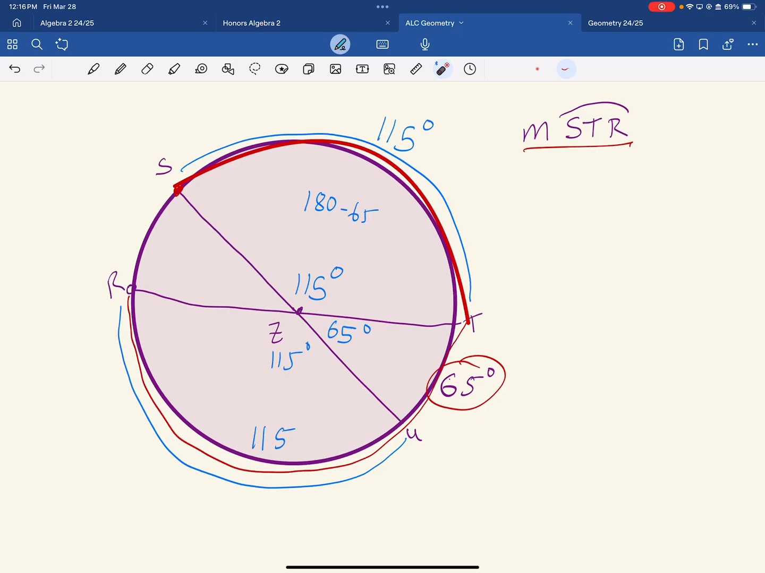Okay, so now I have what I need because I want to find the measure of this arc right here. So if I take 115 plus 65 plus 115, that has to give me that total arc. So 115 plus 115 is 230. 230 plus 65 is 295. So the measure of that arc is 295 degrees. Questions with that one?